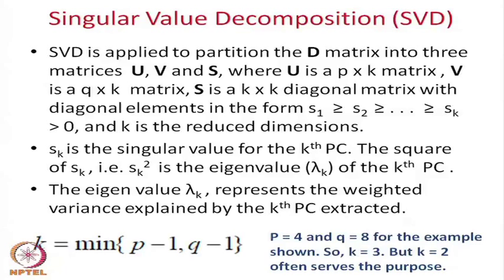That means this 4 cross 8 matrix can be decomposed into lower dimensions, with a maximum of 3, like principal components. We can extract 3 pieces from this D matrix, the chi square distance matrix. Two components are always preferable, because then visual interpretation and graphing of the 2 components are possible, but 3 components can also be mapped graphically.